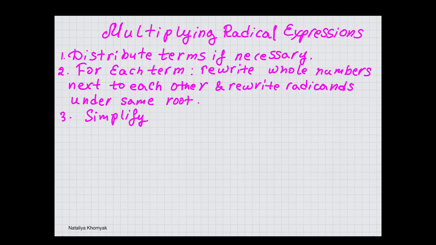Multiplying radical expressions. First, you want to distribute terms if necessary. Then for each term, rewrite whole numbers next to each other and rewrite radicands under the same root. And then simplify.